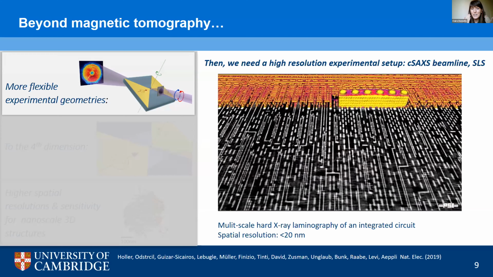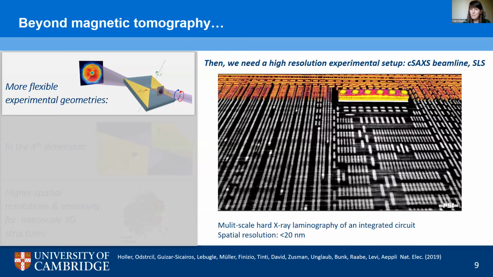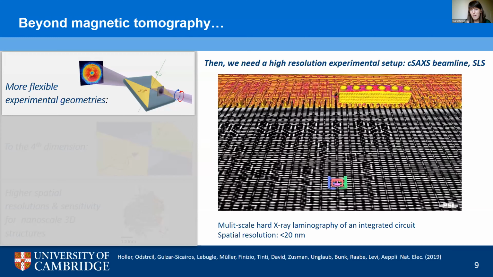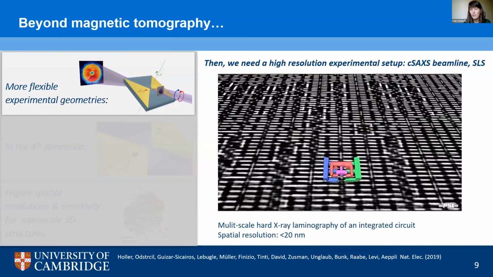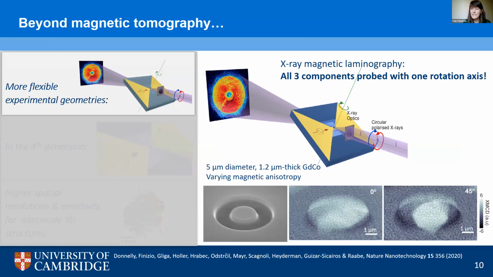demonstrating that essentially the quality of the data that they have access to was exactly what we needed. So we were able to go to the cSAXS beamline and take advantage of this new setup to perform a first demonstration of magnetic laminography. And what I want to emphasize here is that laminography has a huge advantage for magnetic imaging in that with a single rotation axis, all three components of the magnetization are probed, meaning this is actually a very simple measurement compared to tomography. Now, the sample that we were going to image in this first demonstration was a gadolinium cobalt film.